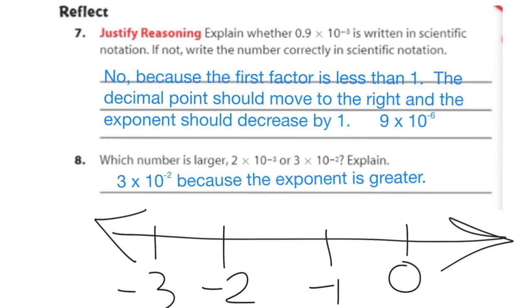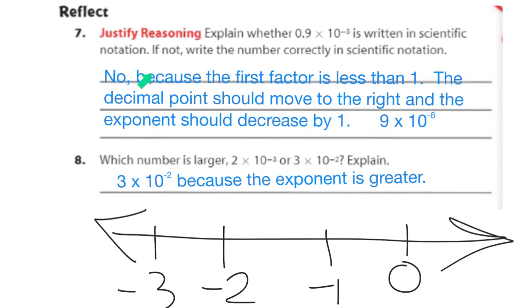Okay, so for number 7, it says justify reasoning, explain whether 9/10 times 10 to the negative 3rd is written in scientific notation. I can't see it very well. It's a 5. Okay, it's a 5. Is written in scientific notation. If not, write the number correctly in scientific notation.